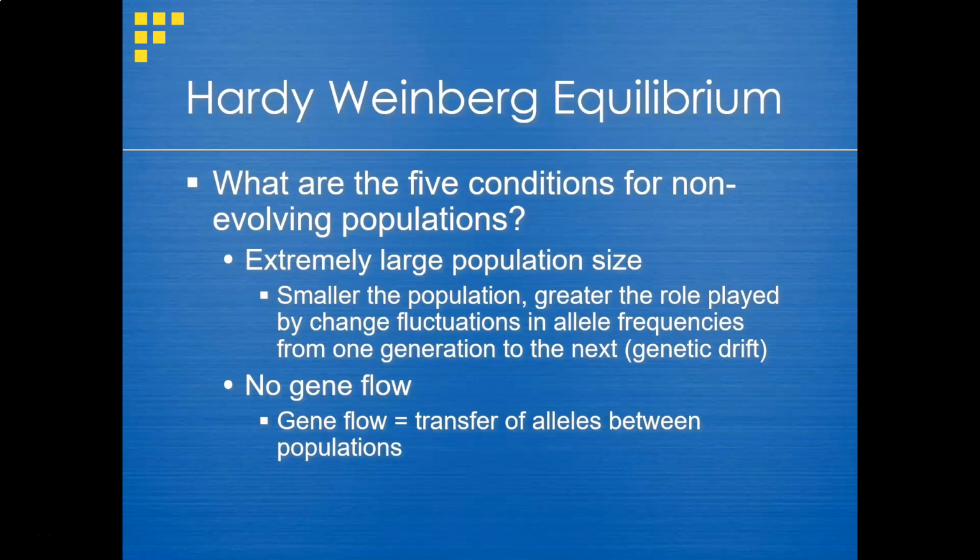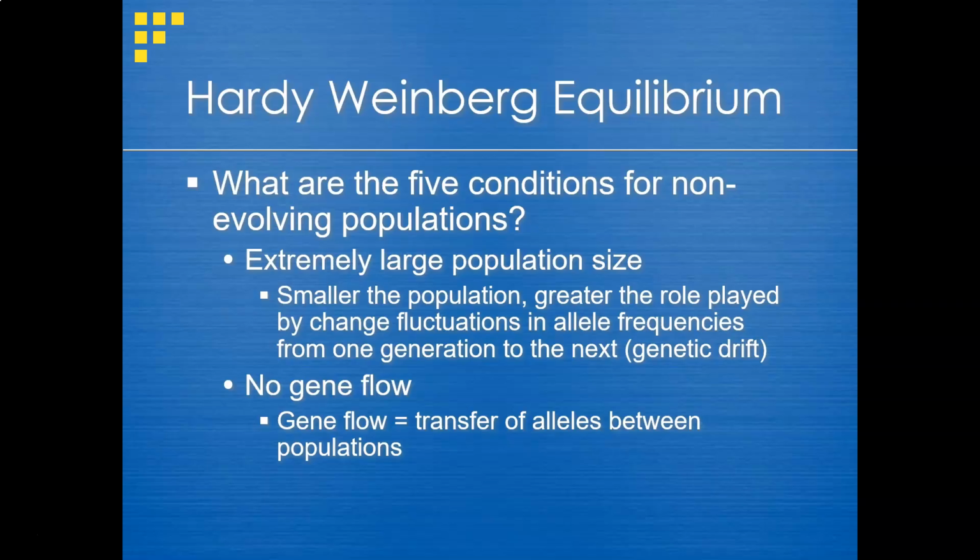So first and foremost, in order for Hardy-Weinberg to work, for the population to not evolve, this population has to have an extremely large population size. The smaller and smaller that population size becomes, the more likely that changes in the fluctuations of allele frequencies have nothing to do with evolution and more just to do with chance. And that's where we'll talk a little bit later about genetic drift. So a Hardy-Weinberg population must be large enough so that genetic drift doesn't occur.